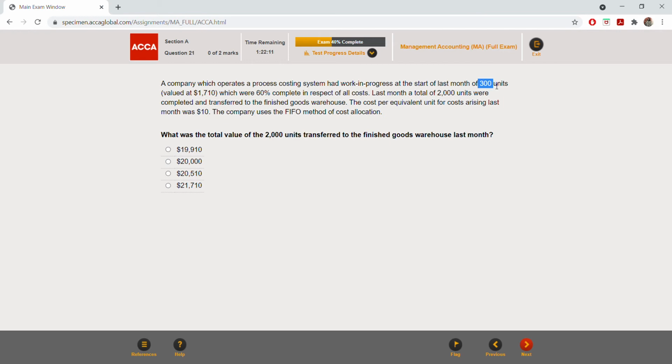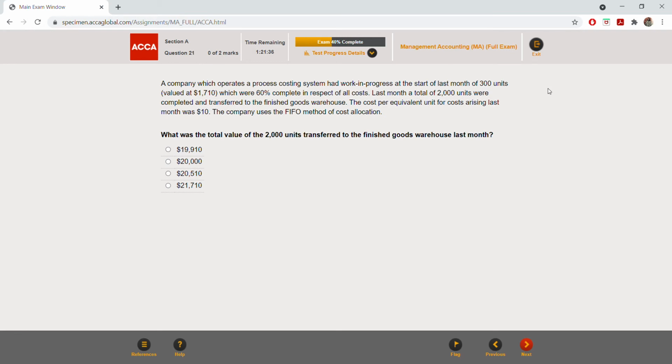Now we are valuing, okay. So value brought forward in the opening work in progress was what? It was valued at, do it in a vertical order, okay, 1710, plus opening work in progress. How will you evaluate? It will be 300 units, 300 into $10, because they told that the cost per equivalent unit for cost arising last month was 10.